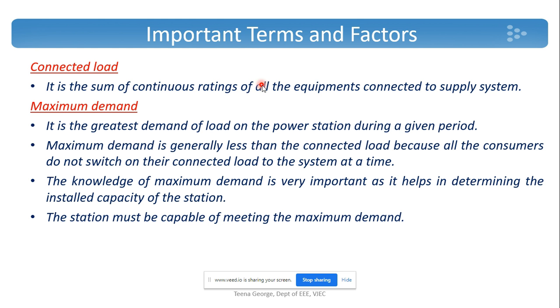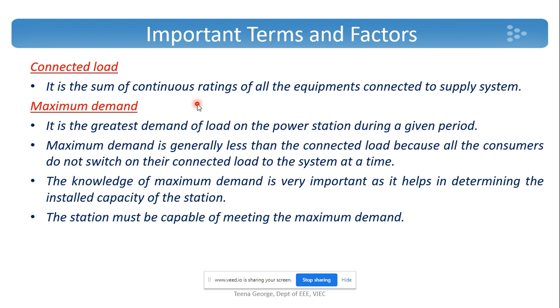Some important terms and factors associated with economics of power generation are, first, connected load. It is the sum of continuous ratings of all the equipments in the supply system. Then maximum demand. It is the greatest demand or load on the power station during a given period. Connected load is the total equipment that can be connected in the system.